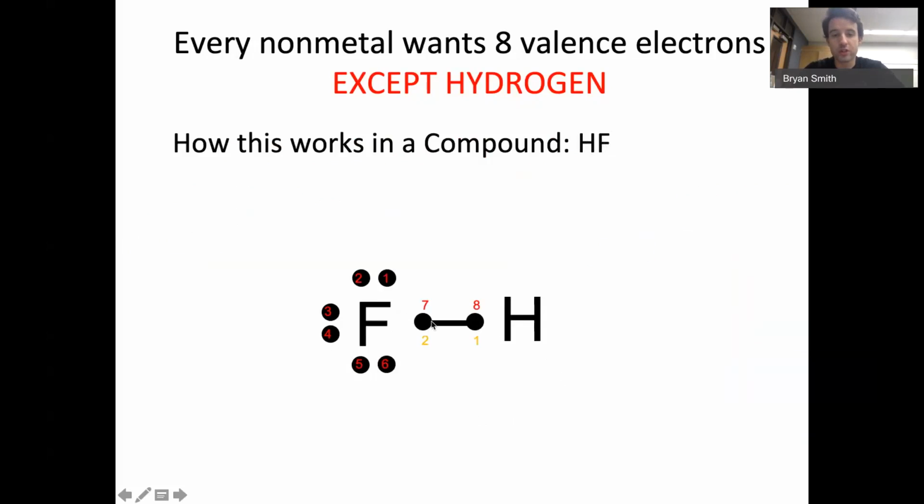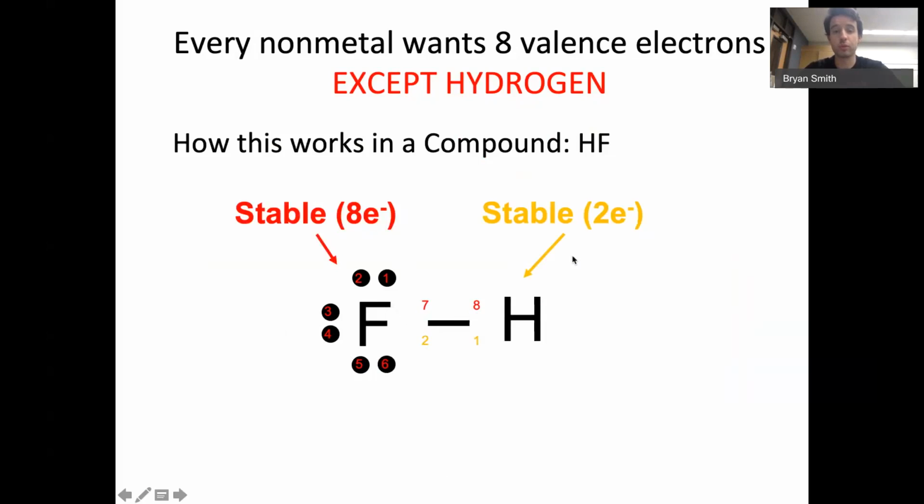Now, what you'll notice here, I kept these circles up just so you can count out and see that fluorine here has 8 valence electrons. It's sharing these 2 in the middle, one that it used to own and the other one that it's sharing with hydrogen. So now it has 8. And hydrogen has the one that it owns, and then the other one that it's sharing, to get to 2. So in this case, fluorine is stable with 8, and hydrogen is stable with 2.